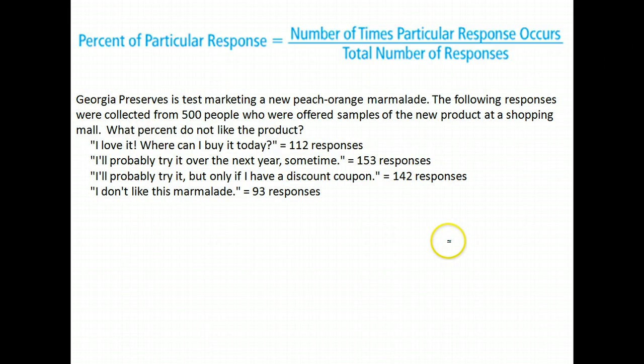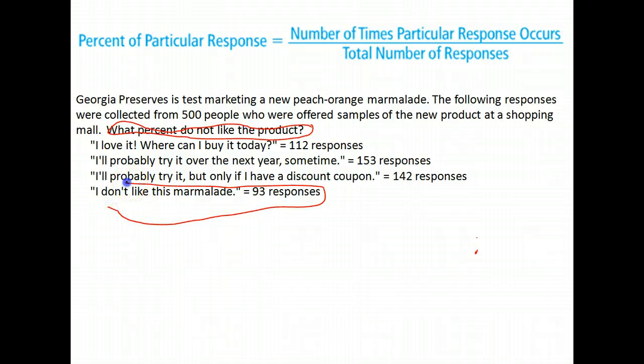All right, here's another Georgia Preserves question. Again, they test marketed this peach orange marmalade. The following responses were collected from, again, 500 people. What percent do not like the product? So here's our question we're trying to analyze and find the percentage of. Well, this is our last category right here. These are the only people who just said flat out, I don't like the product.